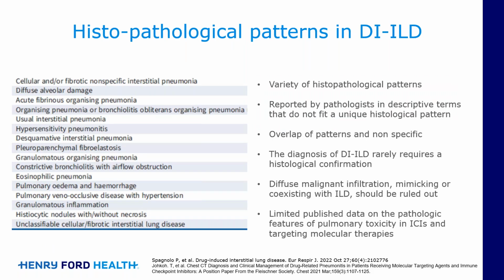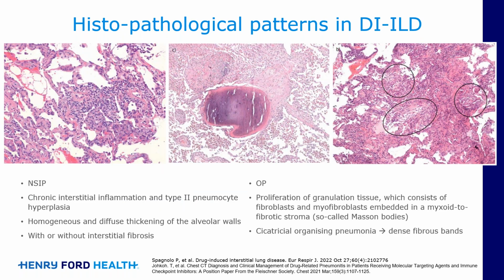In terms of the histopathological patterns, all of these here have been described in drug-induced interstitial lung disease. A lot of times, though, pathologists are going to describe histopathology in drug-induced ILD as something that does not fit into a unique pattern, so it's common to see an overlap of patterns. In drug-induced ILD, the diagnosis typically does not require histopathological confirmation. The more important role would be to rule out malignant infiltration in our lung cancer patients, because these can mimic ILD. Different histopathological patterns are reflective of the radiological patterns as well.